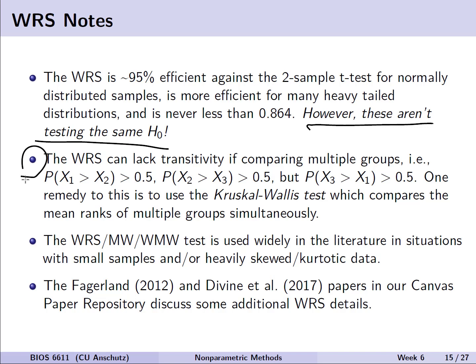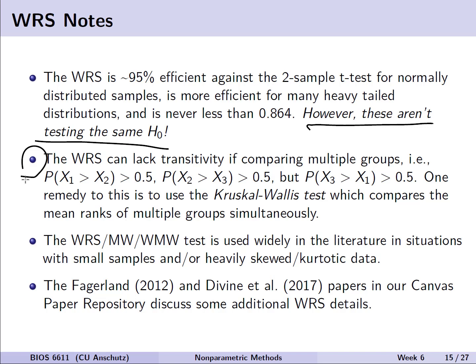Another point here, number 2, is that our Wilcoxon rank sum test, if we're comparing more than two groups in a pairwise fashion, can lack transitivity. So for example, we can end up with a weird case where x1 is greater than x2, x2 is greater than x3, but also x3 is greater than x1. One remedy to use this that we will discuss later in the semester is the Kruskal-Wallis nonparametric test, which will compare the mean ranks of multiple groups simultaneously to prevent this non-transitive property.